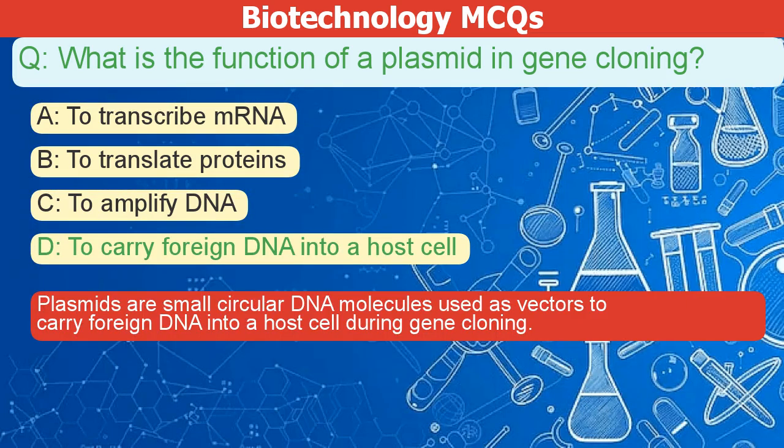The correct answer is D. Plasmids are small circular DNA molecules used as vectors to carry foreign DNA into a host cell during gene cloning.